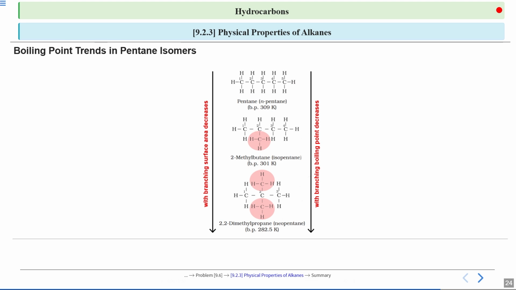So we have 309 Kelvin for normal pentane. Then for isopentane it is 301 Kelvin, and for neopentane it is 282.5 Kelvin. So again, due to the decreased surface area, the van der Waals force has decreased and the boiling point has decreased at the same time.